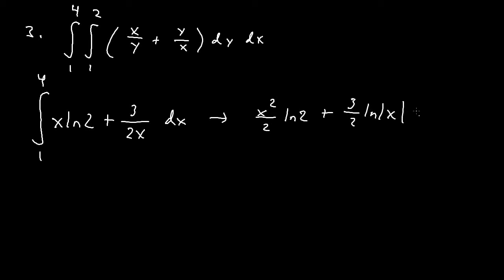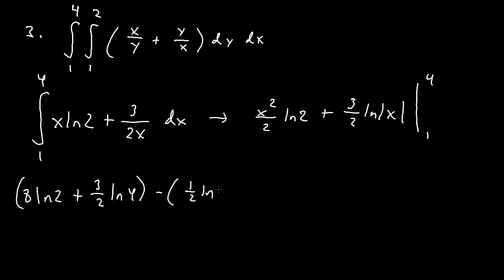So we're going to go ahead and evaluate that from the x values of 1 to 4. If I plug in 4, we get 4 squared, 16 over 2, which is 8. So 8 times the natural log of 2 plus 3 halves times the natural log of 4, minus, when I plug in 1, we'll get 1 half natural log of 2 plus 3 halves natural log of 1. Natural log of 1 is 0, so that cancels.